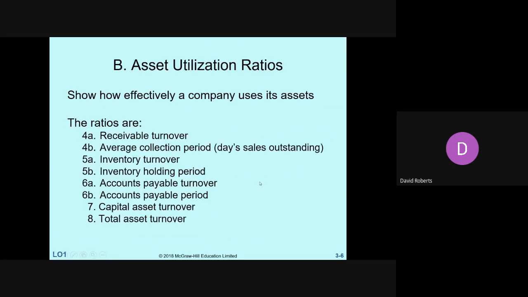Asset utilization. How well are you using the corporate assets? As you are aware, assets are used or purchased for the purpose of generating revenue. So we're going to talk about accounts receivable, average collection period. How long does it take to collect your money? Inventory turnover, etc. Accounts payable turnover, which is, of course, the opposite side: how fast or how slowly can you pay your bills.